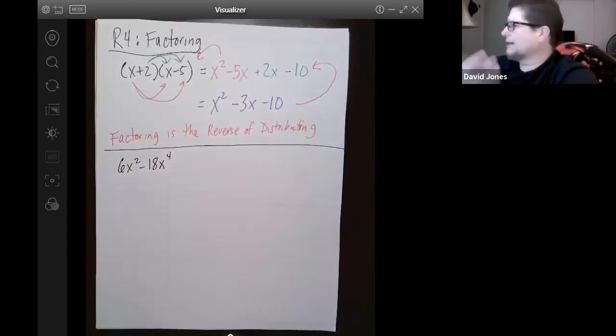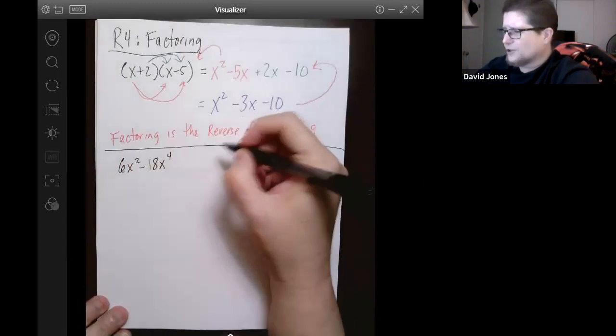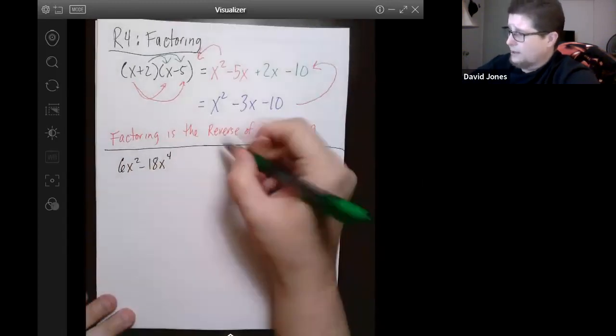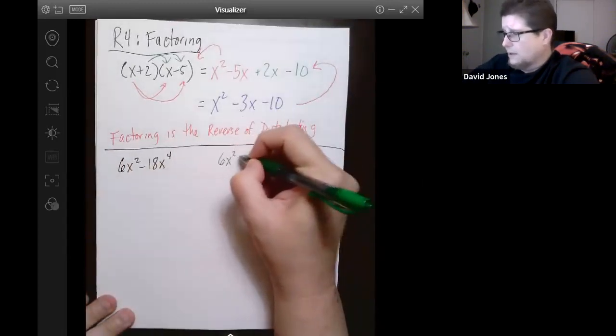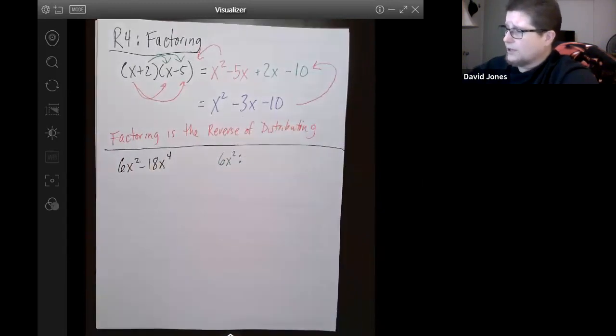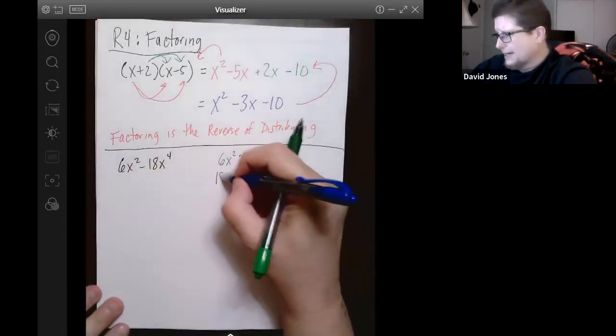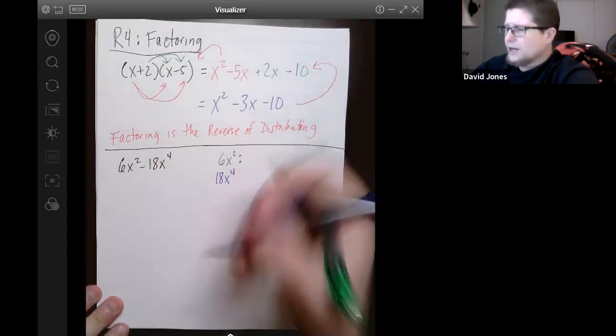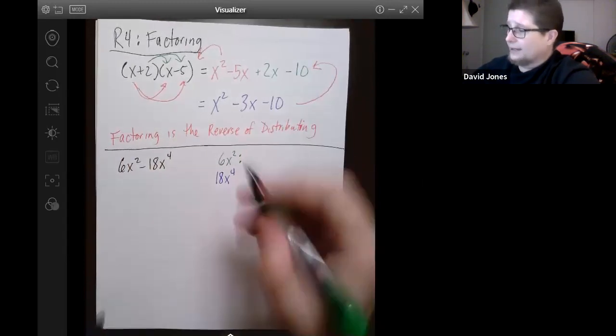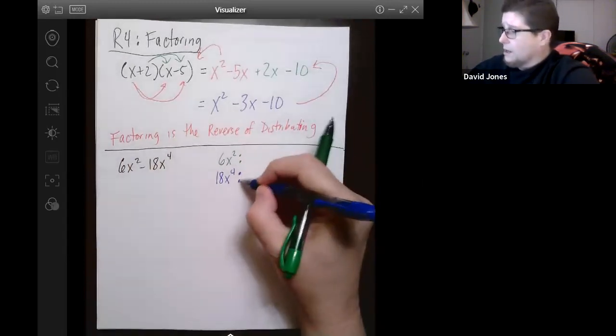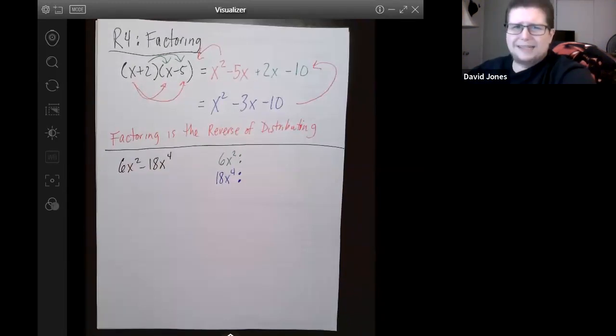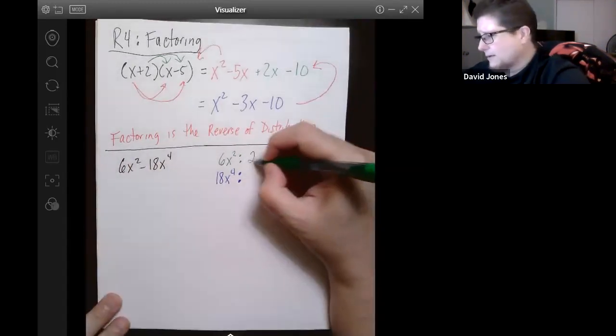This is how I like to do it. I want to factor everything. I'm going to make a table. So I'm going to factor my 6x squared, and I'm also going to do the 18x to the 4th, and I'm just going to make a note that there's a negative sign. So what multiplies to make 6? 6 is 2 times 3.